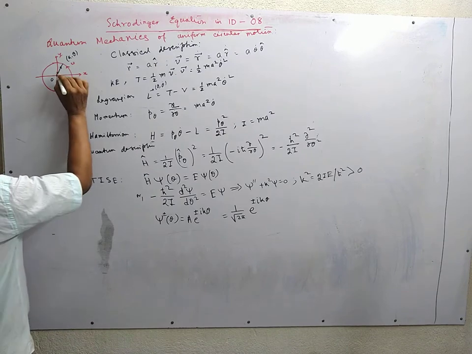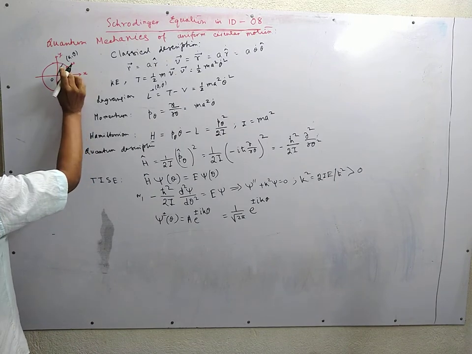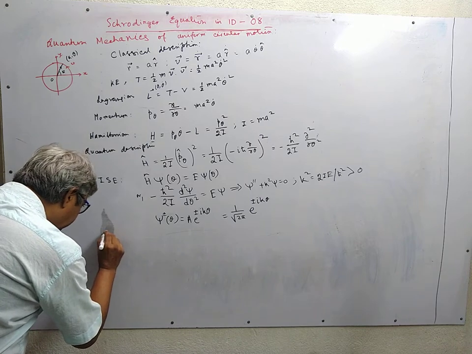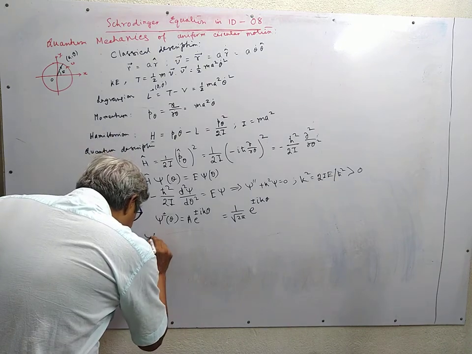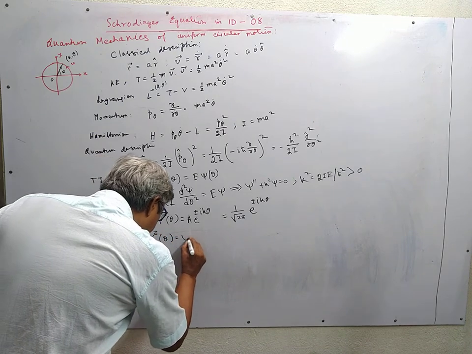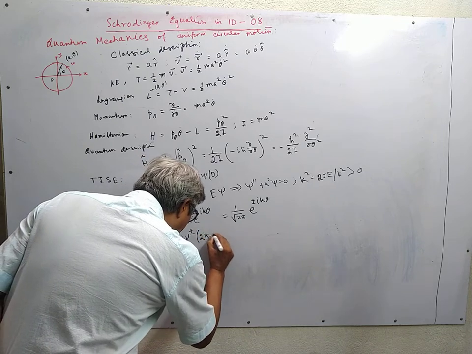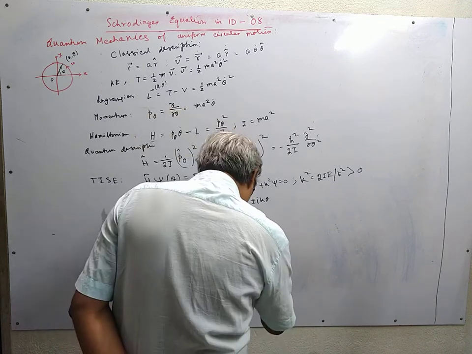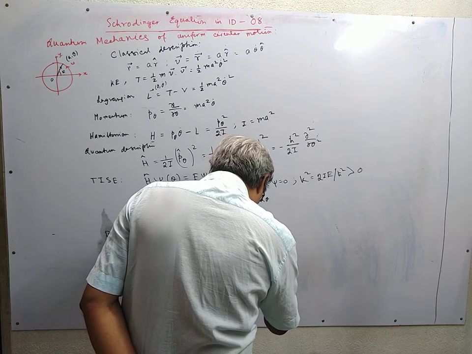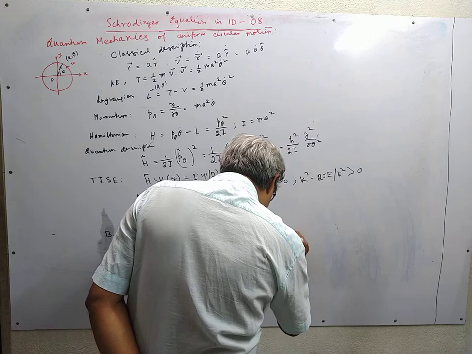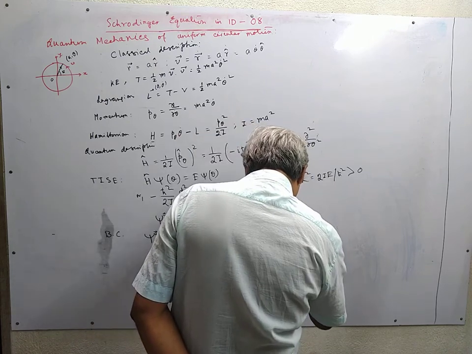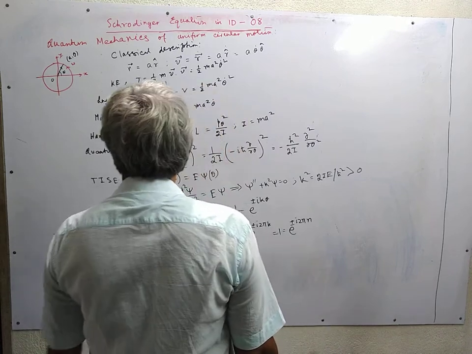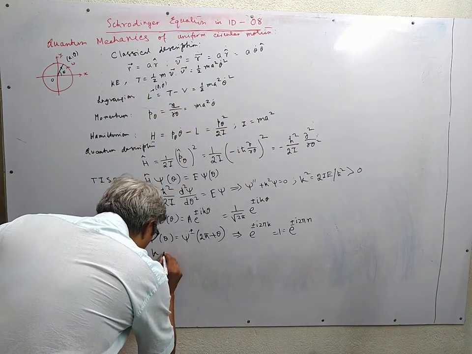Now if this angle is theta, then this is also 2 pi plus theta. So the requirement is that the boundary condition for this system is psi of plus minus theta equal to psi of plus minus 2 pi plus theta, which leads to e to the power plus minus i 2 pi k equal to 1. That is to say, k is now quantized.